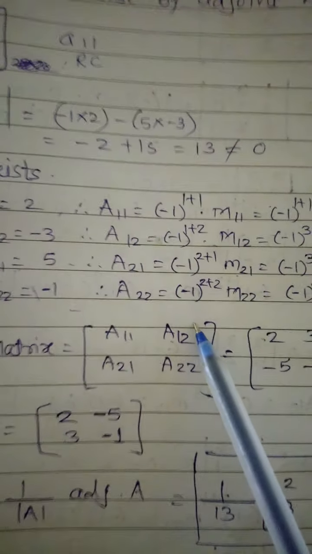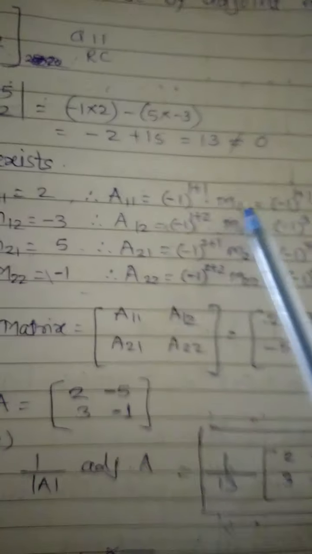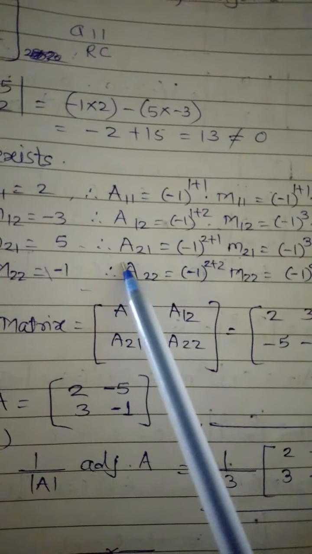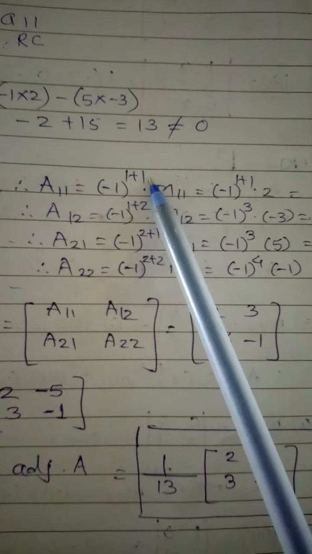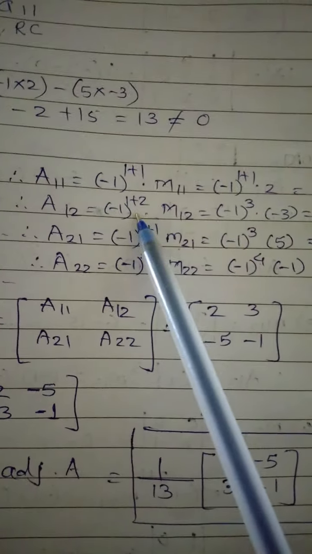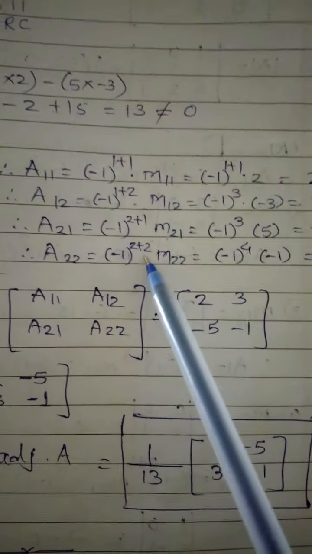So this -1 is common, and you have to multiply it by the minors M11, M12, M21 and M22. Now see, here -1 raised to 1 plus 1 means we get an even power, and here we get an odd power, again odd power, here even power.